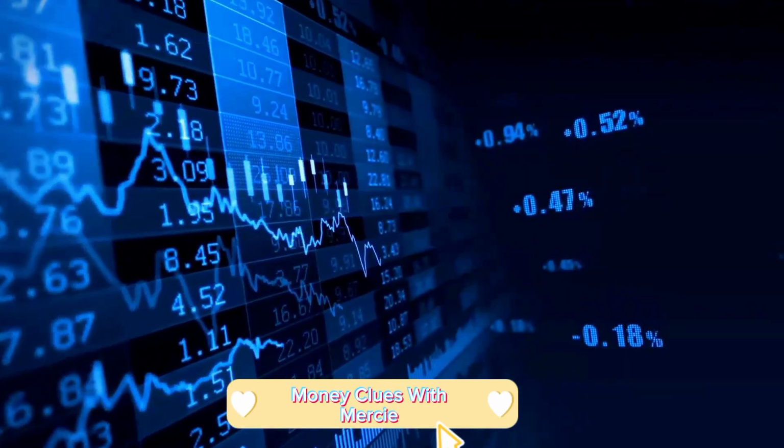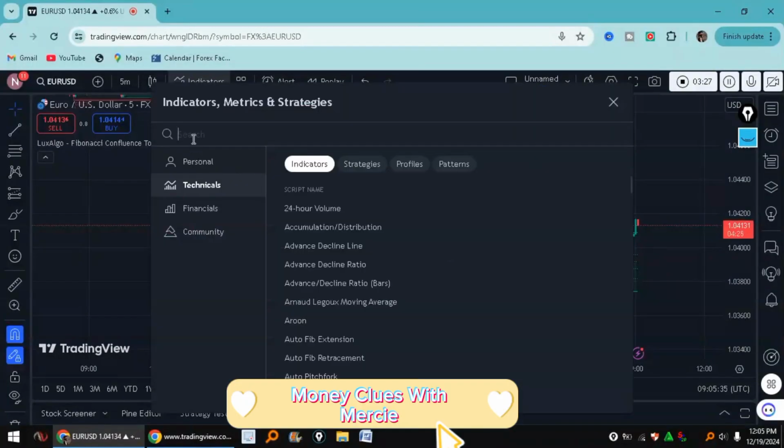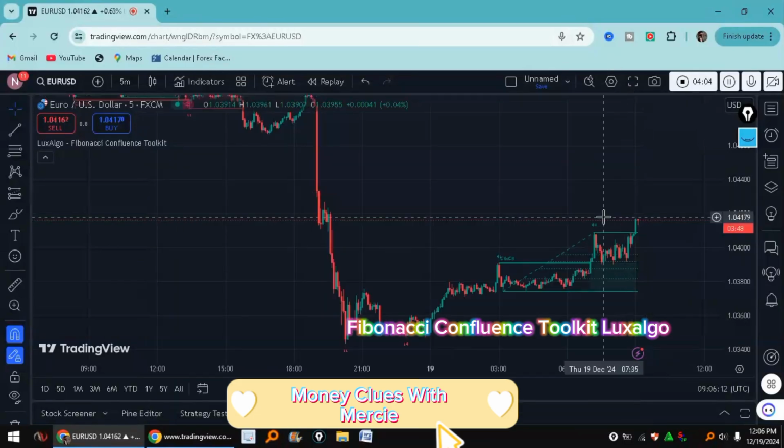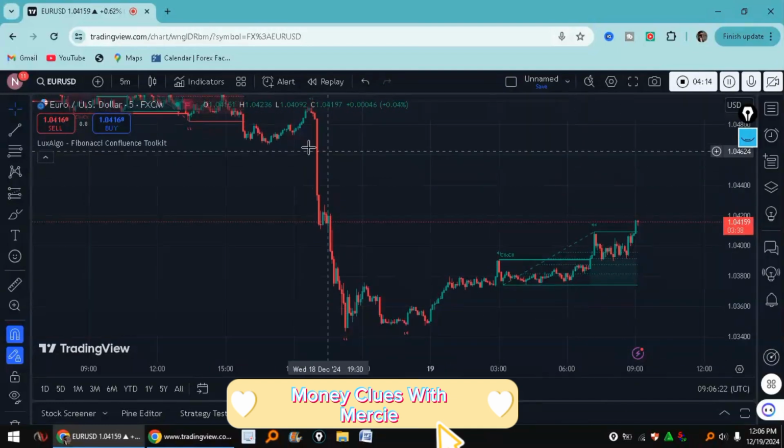You're going to go directly to the indicators tab on tradingview.com. Then under technicals, guys, you're just going to type Fibonacci Confluence, this one right here, the LuxAlgo Fibonacci Confluence Toolkit. You click on it. Once you click on it, guys, it will appear like this right on your chart. But if you click it yourself, you're not going to see the indicators we see right now. That's why I want you to go directly to settings right here.